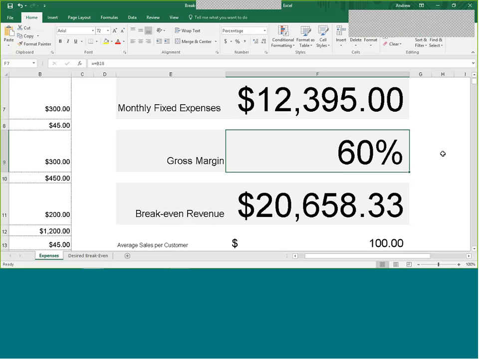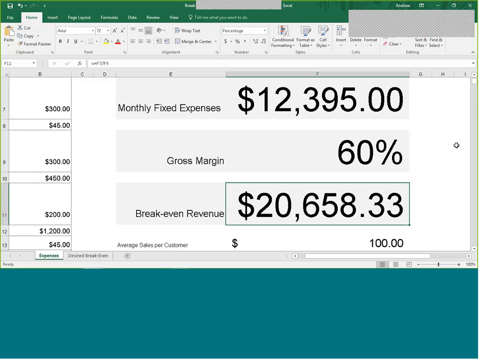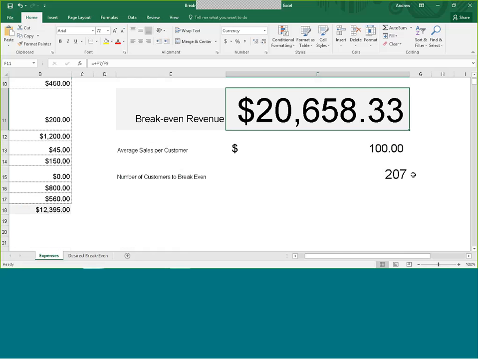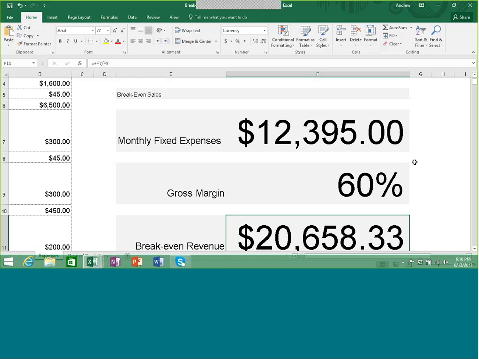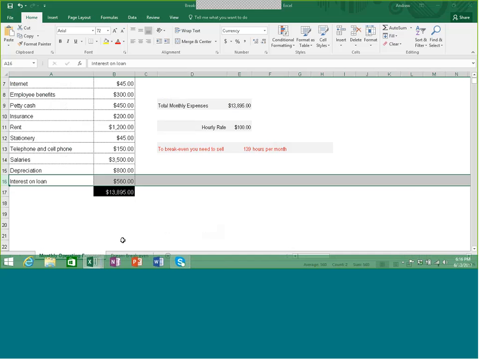I'll take my fixed expenses, divide by 60%, and that'll give me my break-even revenue. It's really not too complicated to work out. But I encourage you to use the templates, because they've been set up just for you, so you don't even have to understand the formula. I just put the formulas on the slides in case some of you really want to understand them. So let me give you another example.